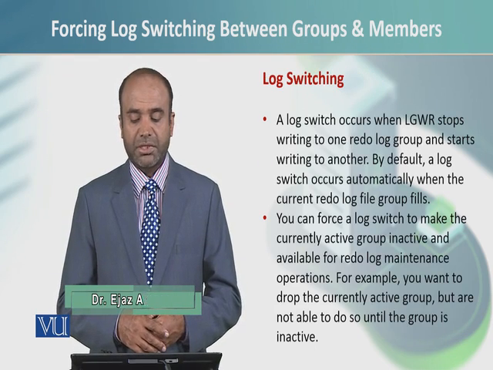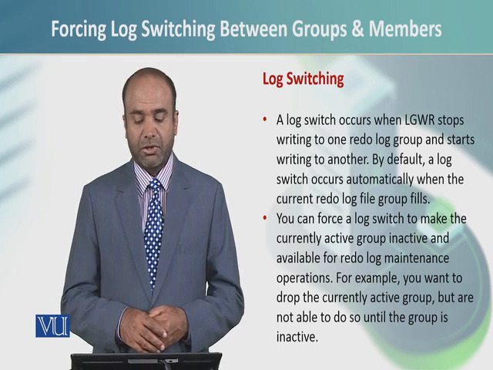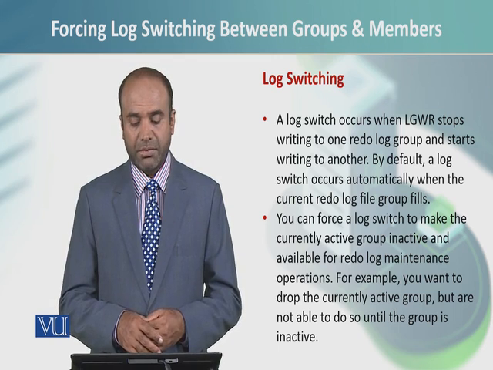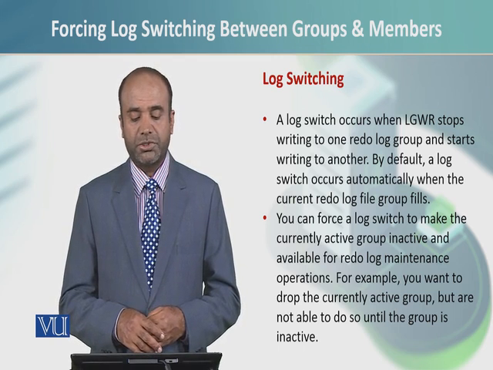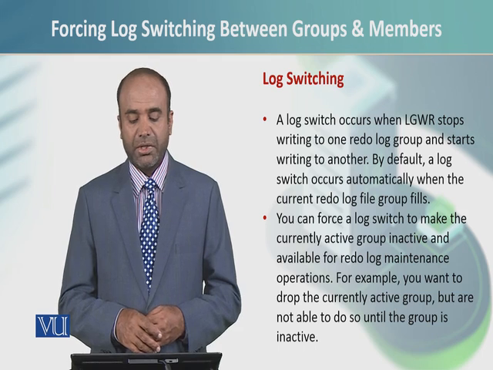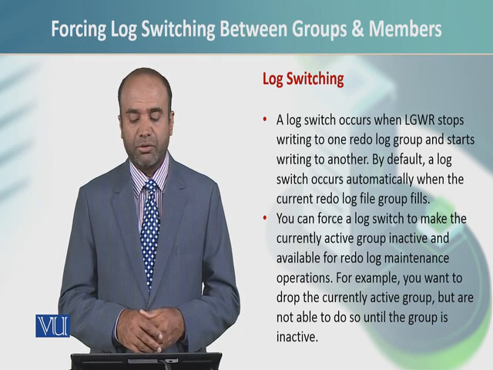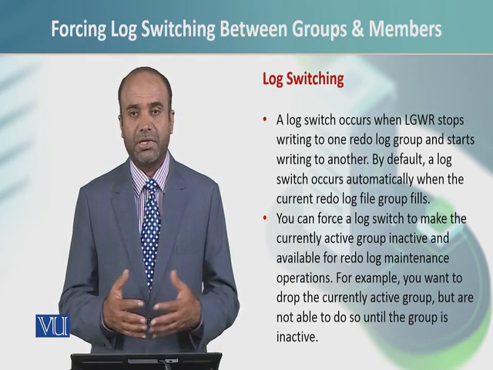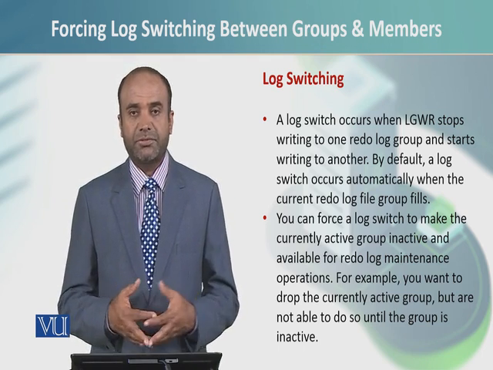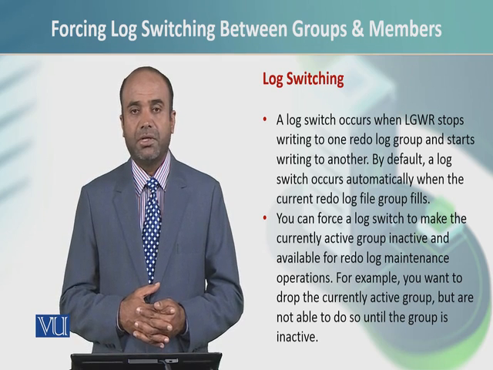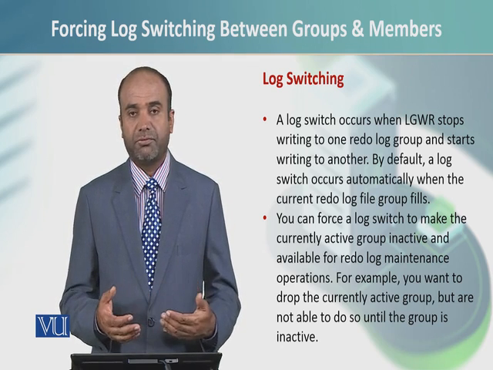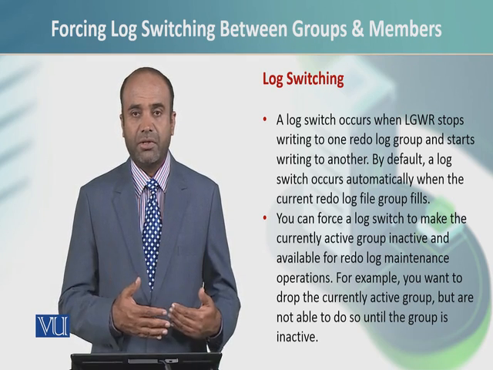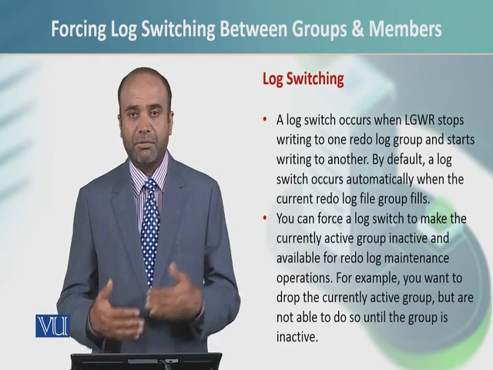A log switch occurs when the log writer stops writing to one redo log group and starts writing to another. By default, a log switch occurs automatically when the redo log file group fills. The log writer is a process which manages the redo log buffer from the point of view of log switches. It performs the log switching when one member is filled up and the other member starts filling up.